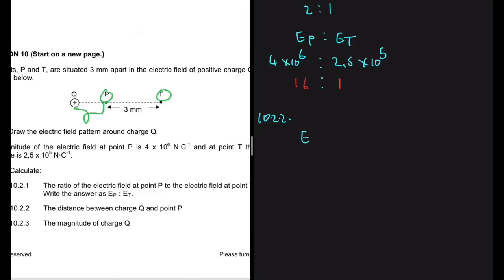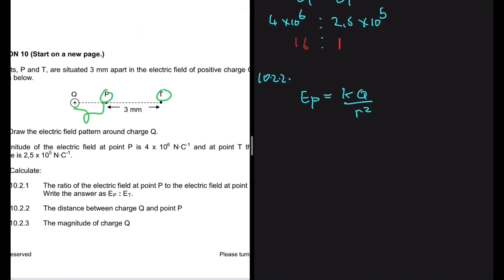So obviously we can say EP is equal to KQ divided by R squared. That's the formula we have for the strength of an electric field at a given point. But lucky for us, we know fully well what EP is. EP is 4 times 10 to the power of 6, which is equal to K. K is a constant, that is 9 times 10 to the power 9. And then Q, at this point, we don't know the value of Q, so we'll just put it as it is. And from Q to P, we don't know the distance. That's what we're looking for. So let's just put R squared.